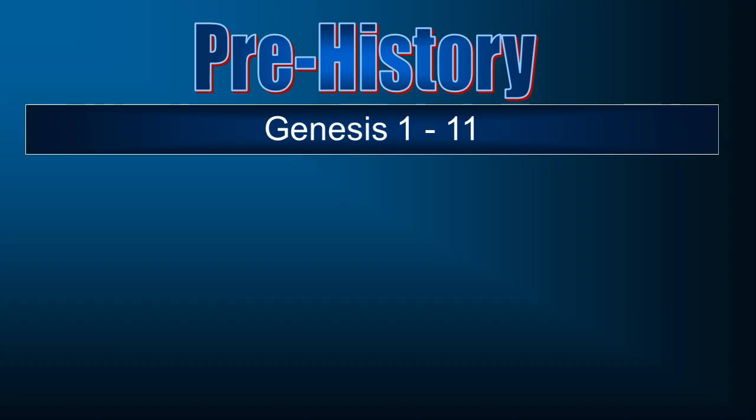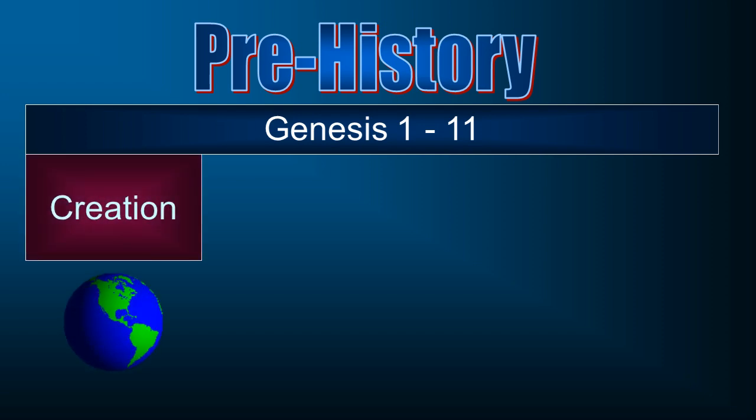We begin with the historical approach, but chapters 1 through 11, I typically refer to as prehistory. Now, I don't mean by that it didn't really happen. What I do mean is that I'm not going to try to assign dates to the events in this section. Genesis 1 through 11 give us four events.